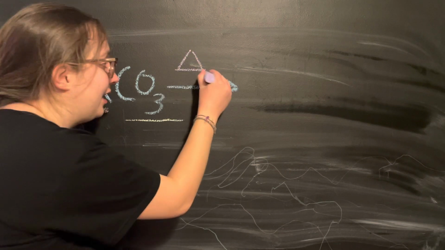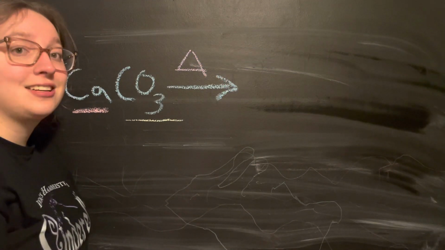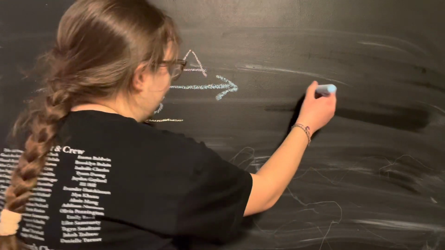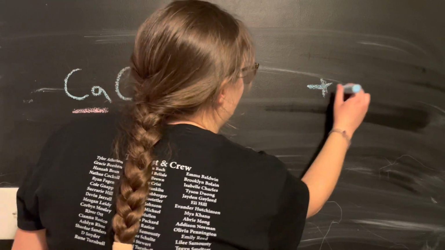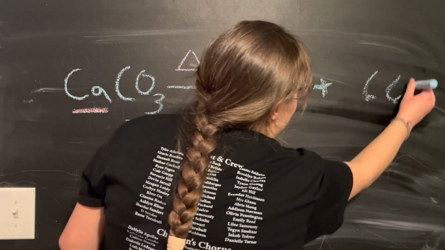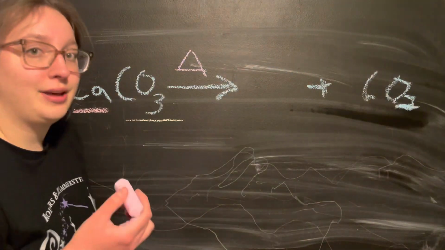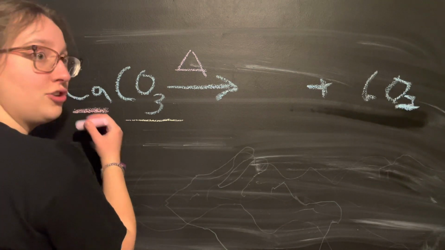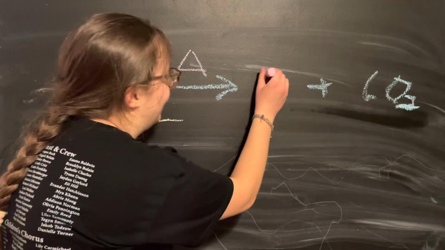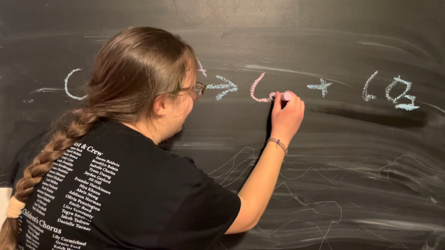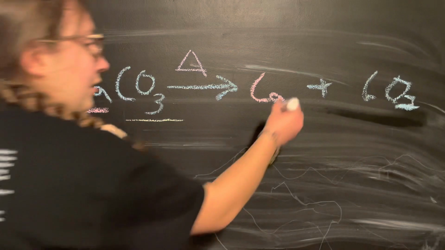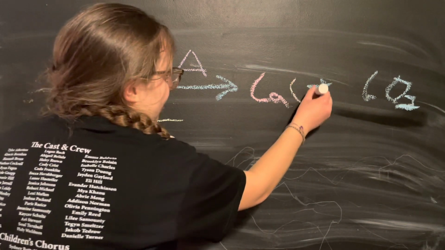And what does that break into? A metal oxide and CO2. We can just write over here, leave some room, and write plus CO2. And what does a metal oxide start with? A metal. So we take our metal from our original problem, our calcium. We can put the calcium, and then an oxide. What does that mean? Remember, it's just an oxygen. So we can add our oxygen here.